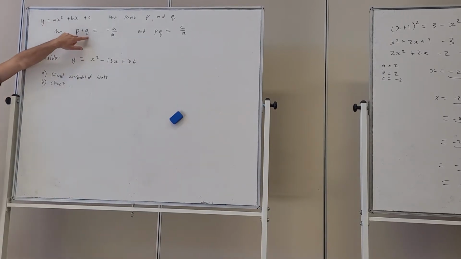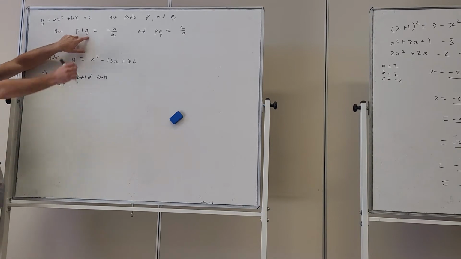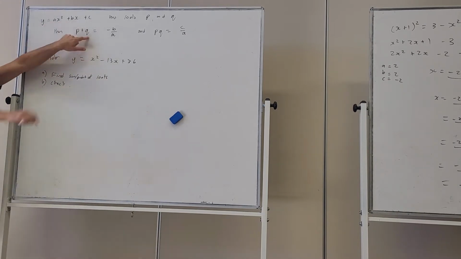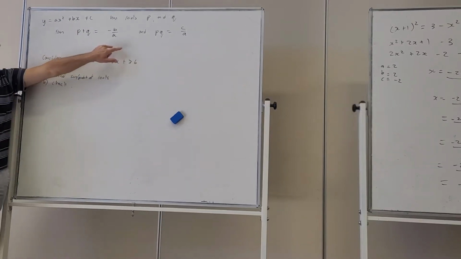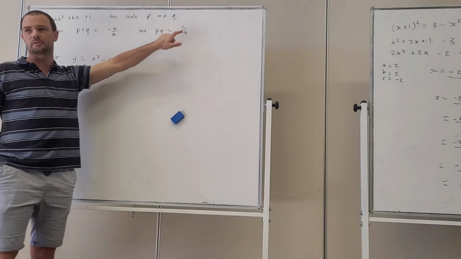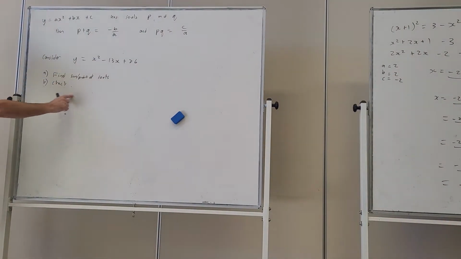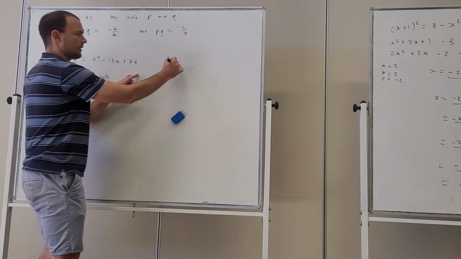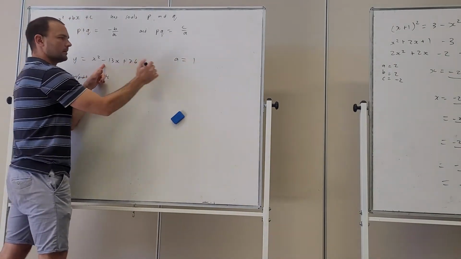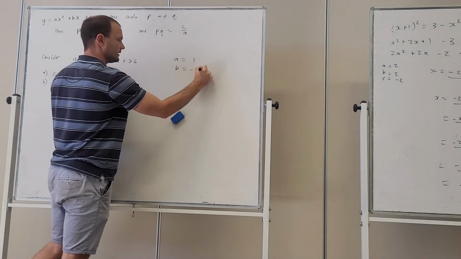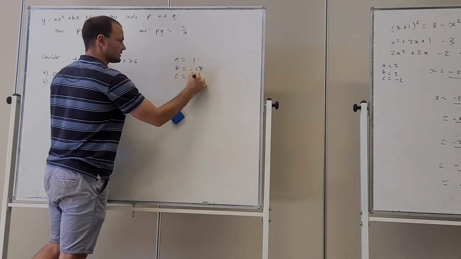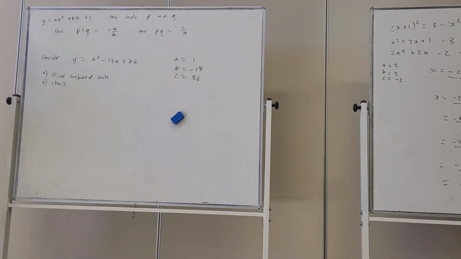Roots, x-intercepts, we sometimes call them zeros. So if you add the roots together, it's going to equal minus b divided by a. And if you multiply the roots together, it's going to equal c divided by a. We're going to uncover that pattern with this one example here. First, let's identify the values of a, b and c. a is 1, b is minus 13, and c is 36.